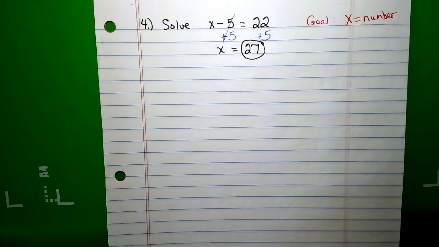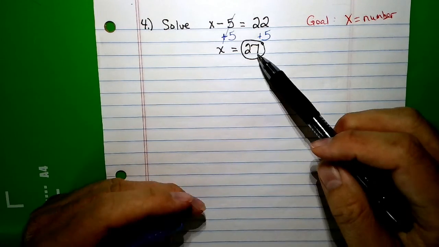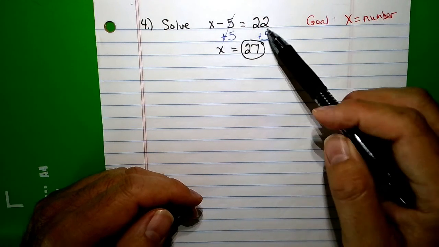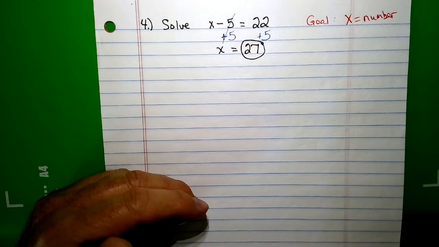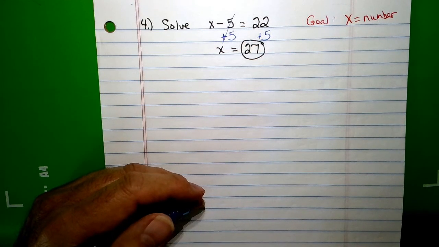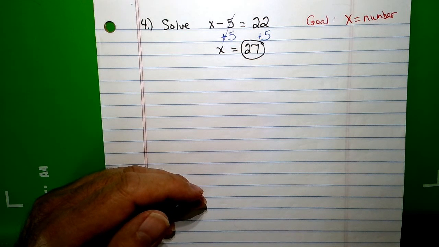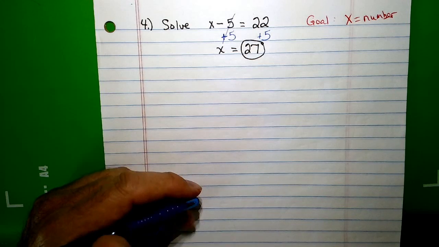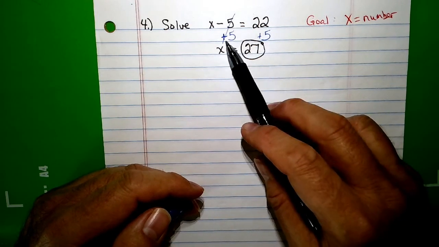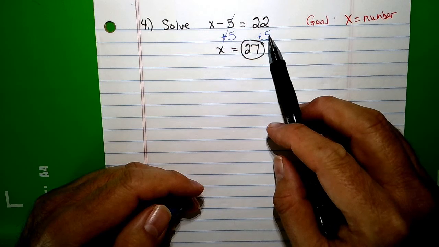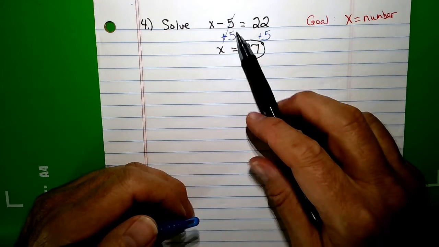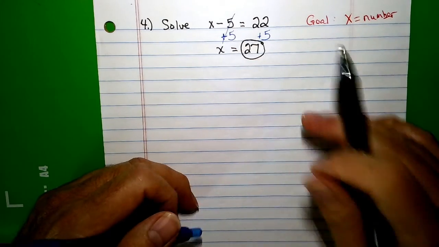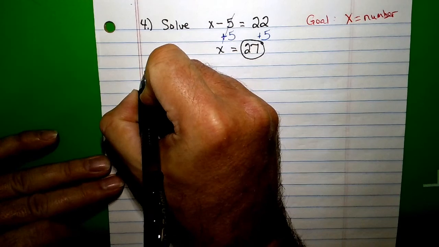There's our solution. And you could check your answer by actually plugging it in. 27 minus 5, is that a 22? Well, yes. What we're doing here is called solving equations, and what we've just used is called the addition property. You can add any number you want to both sides of an equation, okay? And why did we add 5? Because we're trying to get the x by itself. You do the opposite operation.